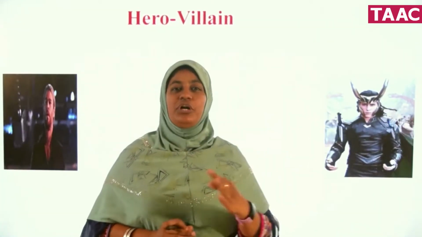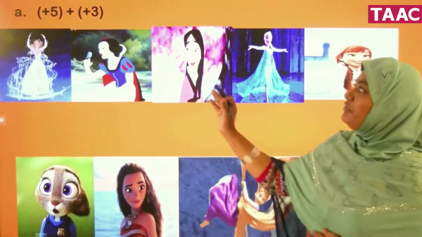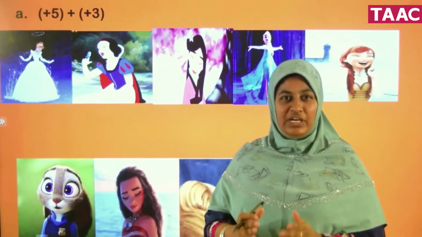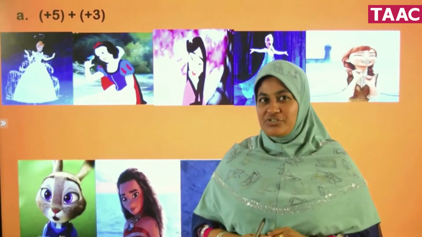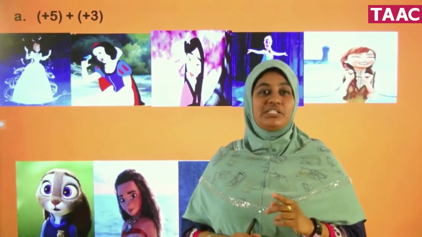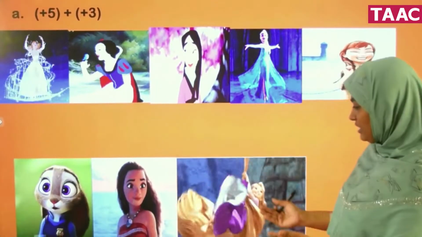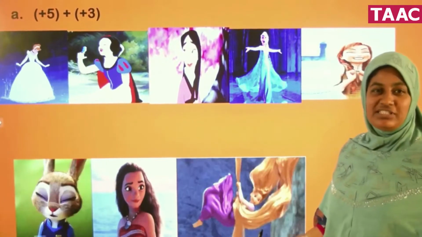Now, we will move on to the concept. So, first I have taken a sum which gives plus 5 plus 3. That is positive 5 added to positive 3. So, do you remember the first rule? What is the first rule? Positive means heroes or you can take heroines. You can see the board here. These are your favorite Disney heroines, right?